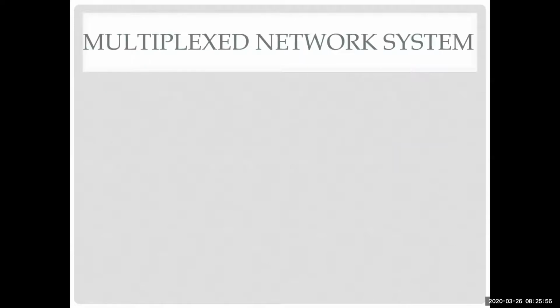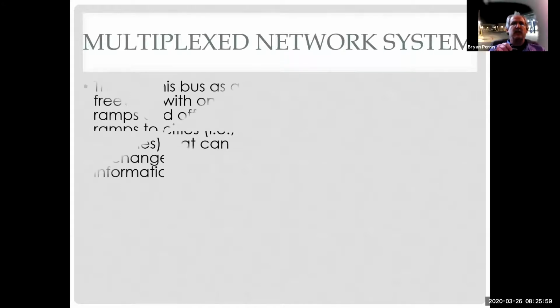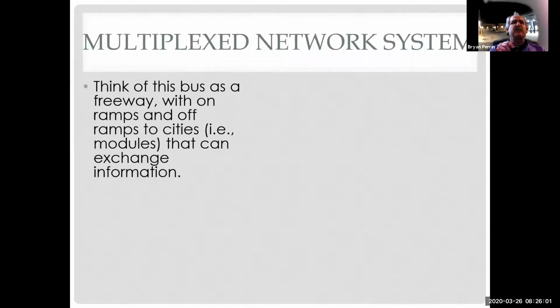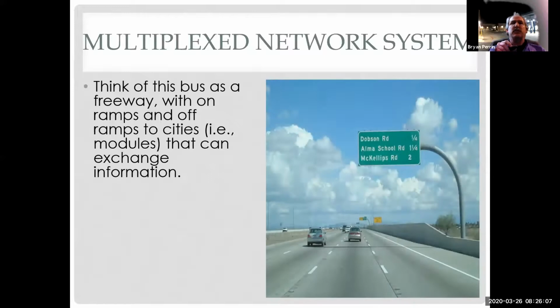So multiplex network system, think of this bus as a freeway, with on-ramps and off-ramps to a city, i.e. modules that can exchange information. So I have an information highway. I have stops on the highway, exits, in this case, a transmission module, an HVAC module, or a dash module. And that information package might be coded on how to get off it. Which modules do I need to stop at? Because I don't necessarily want to stop at every module.